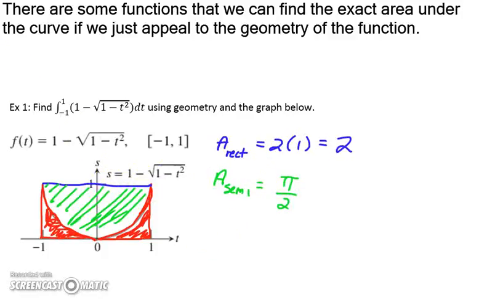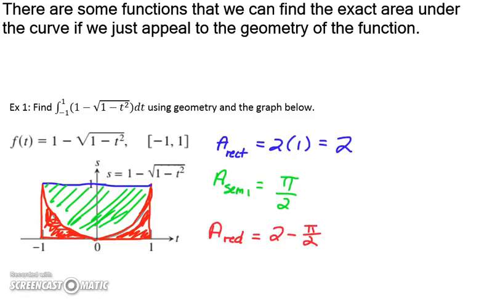So pi r squared over 2 is just going to be pi over 2 for that semicircle. Then we can figure out the area that we're asked for. We'll say the area of the red is going to be the area of the rectangle minus the area of the semicircle. So that is the exact area of that red section.